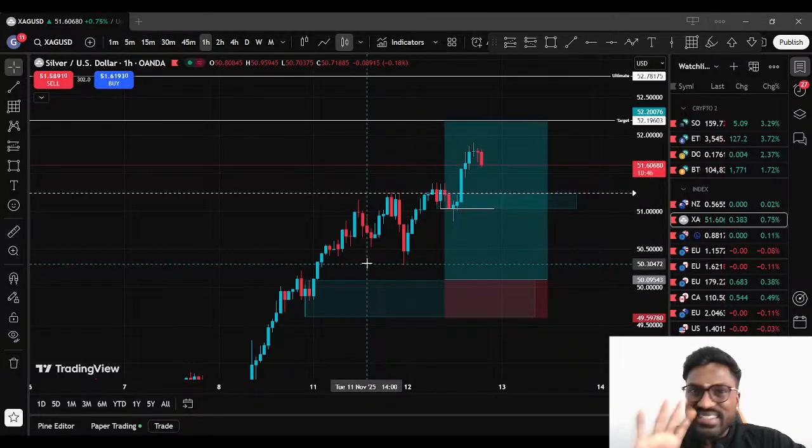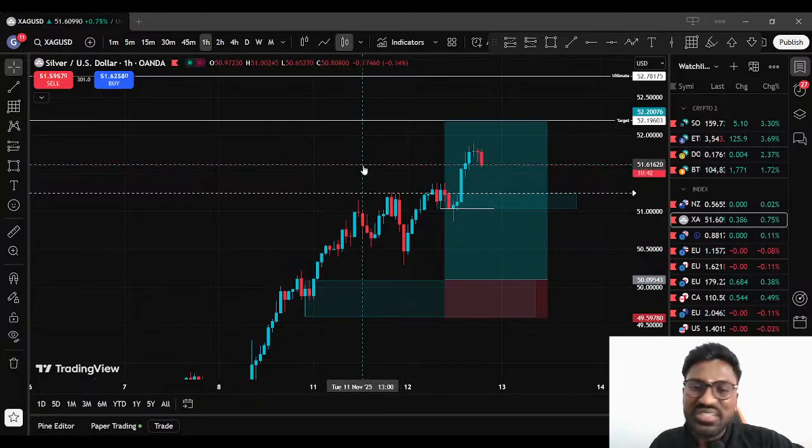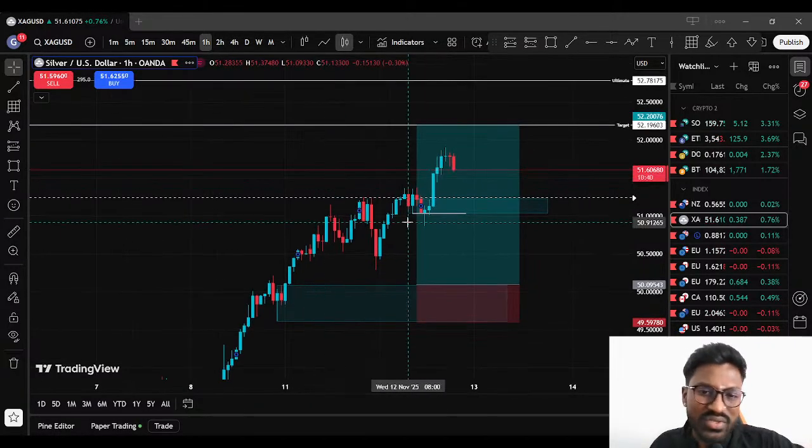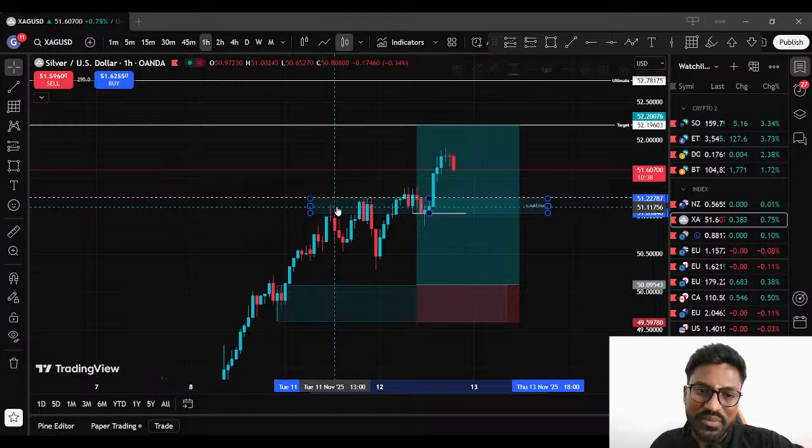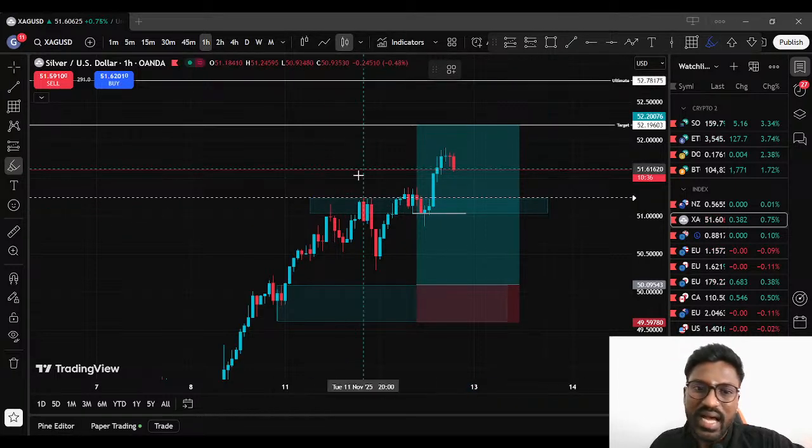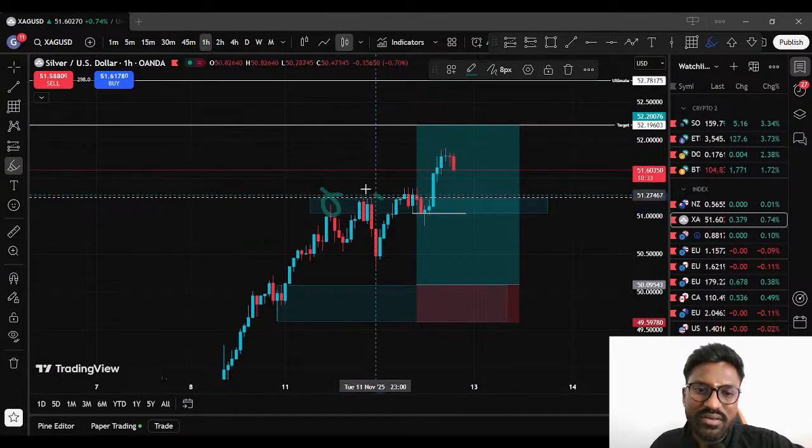I never traded silver before. I highlighted this during my TikTok live stream as well. In 3.5 years of trading, I never traded silver at all. I thought of trying it out because, why not, right?